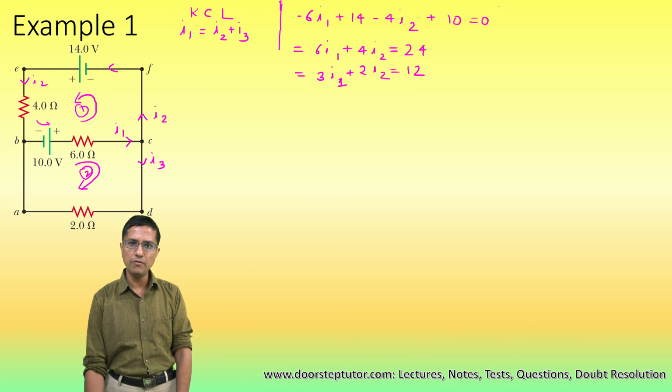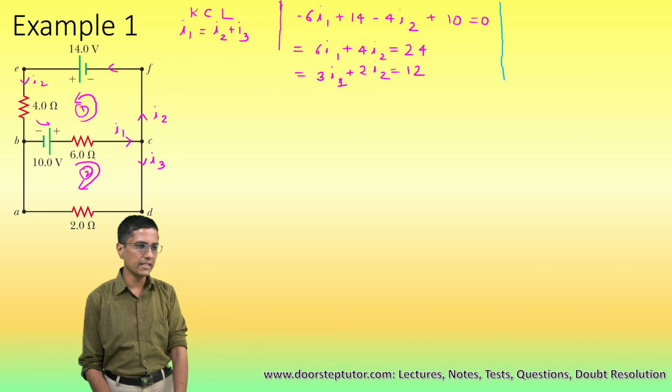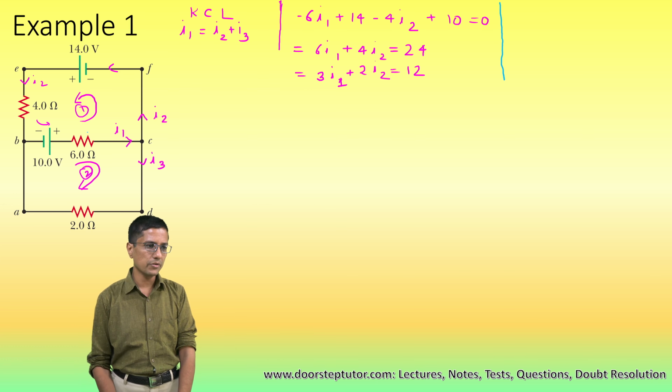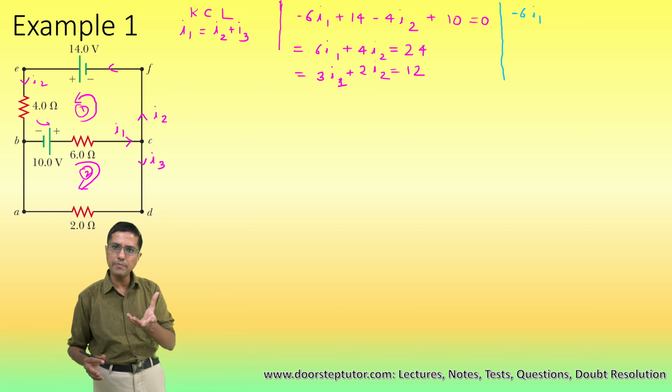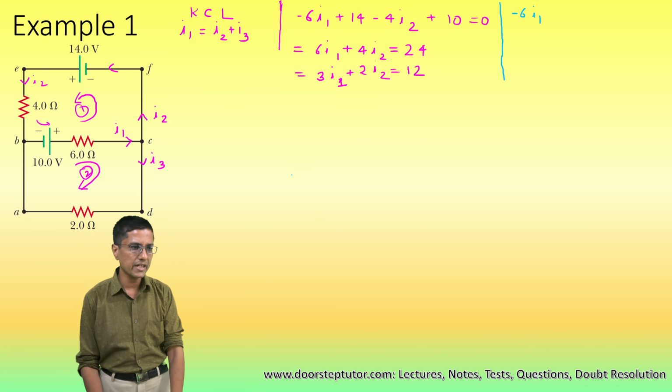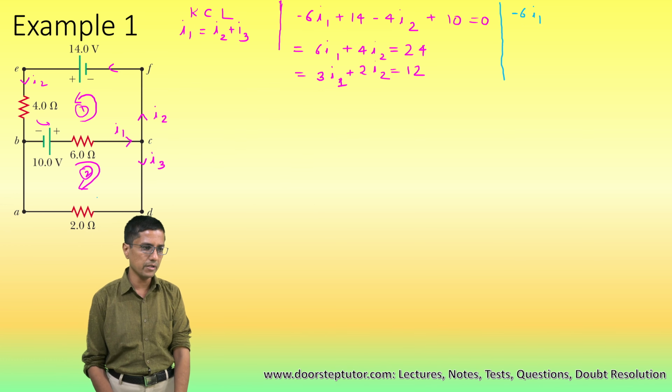Now we move on to our third equation, which will come from this loop. Again we traverse the 6 ohm resistance in the direction of current, so again there is a drop, so it's minus 6 I1. Solve this numerical with me. Take a pen and paper and solve it with me. You'll understand how we are doing things, and that will be a big help when you are doing numericals on your own. And this becomes minus 2 I3.